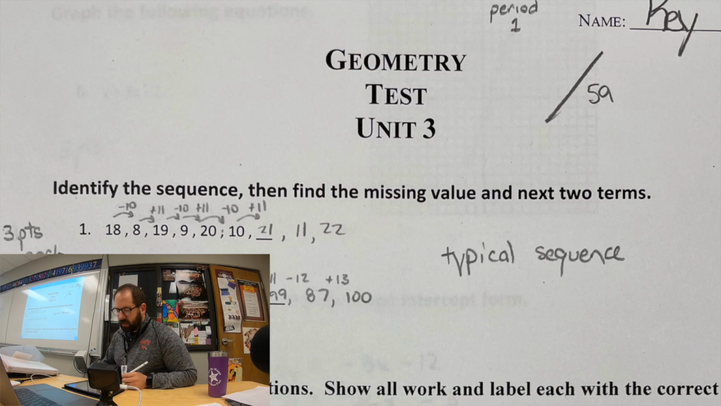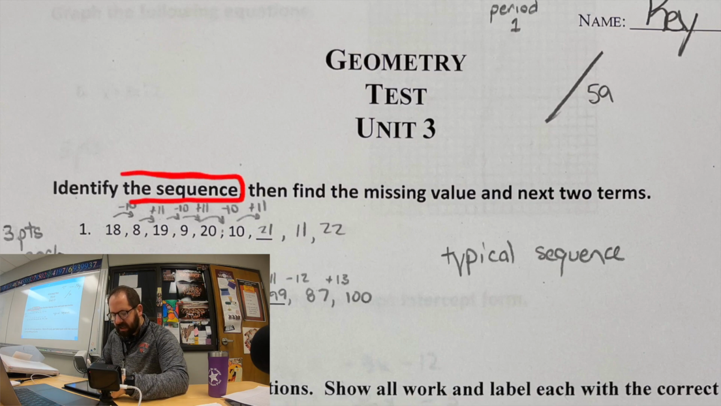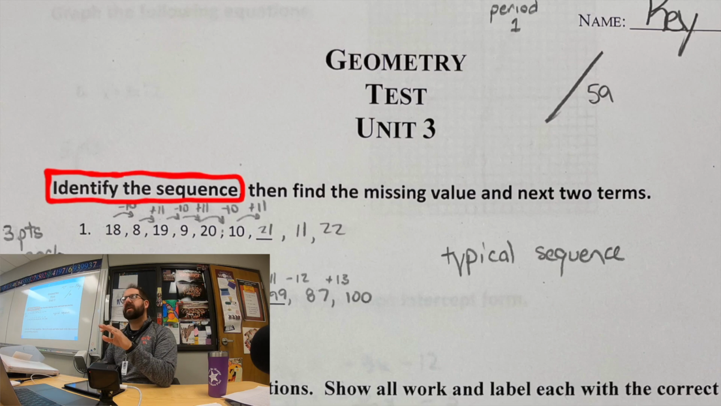So let's go through these. Hopefully you can see this. Yeah, it looks okay. All right, so for the first one, you had to figure out the type of sequence. So you had to identify the sequence itself. Some people forgot to do this, or maybe you just didn't know the word. There's 2 types of sequences. There's a typical sequence, or regular sequence, I would have accepted that, or an arithmetic sequence. Both of these are typical, or regular sequences.